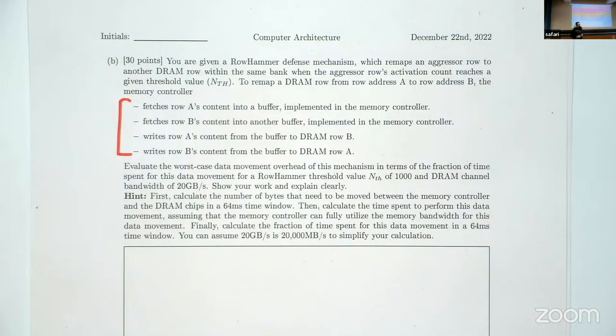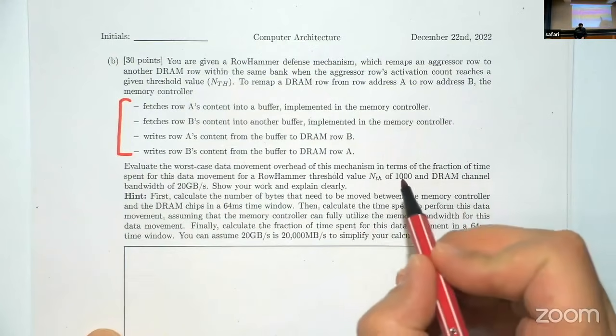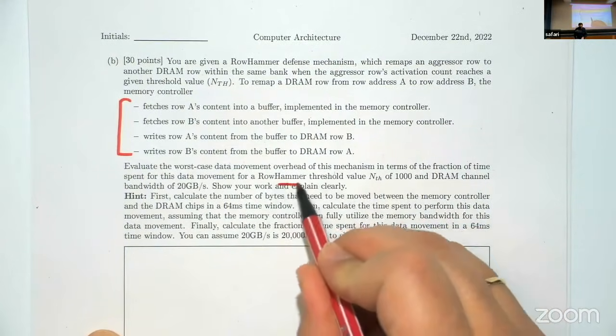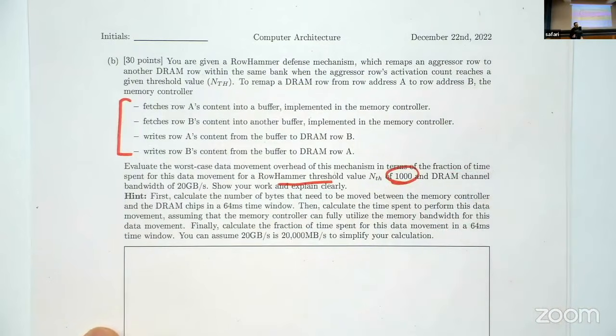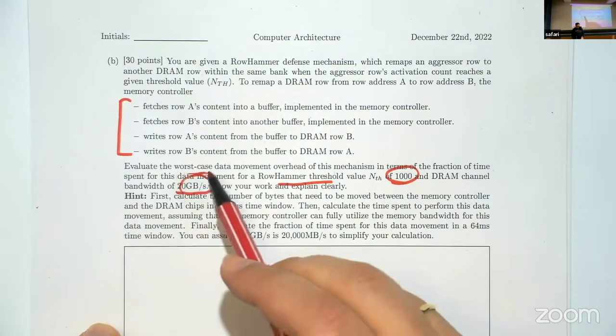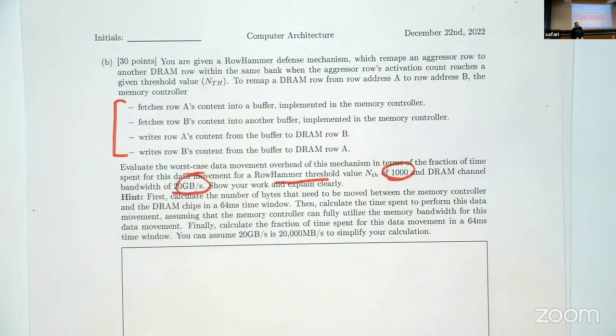And we are trying to evaluate the worst case data movement overhead of this mechanism. So now in this case, our RowHammer threshold is 1000. So we will perform this operation every time a row is activated 1000 times. And DRAM channel bandwidth is 20 gigabytes per second. And the question is asking for the worst case data movement overhead. And there's a hint here that tells you how to do this calculation step by step.